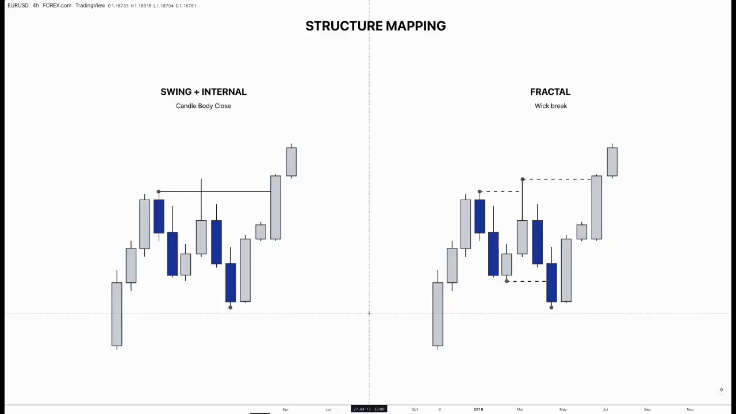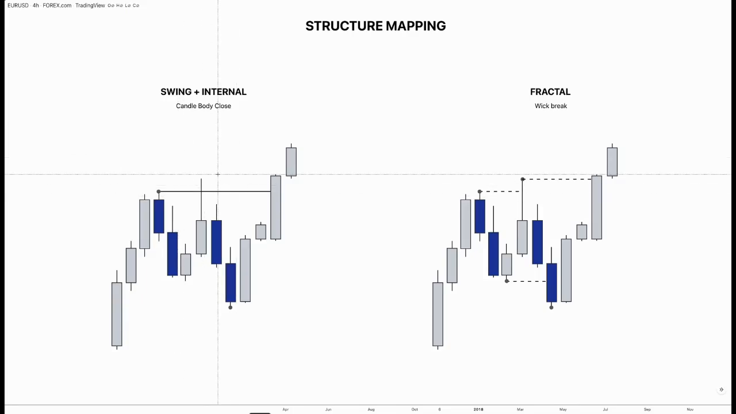So at this point, don't worry if you don't know the exact differences between swing, internal, and fractal and all that fun stuff. We're going to get into it. But essentially, what we need to remember is we always use this type, candle body closure, for structure breaks for basically everything. And anytime we use wick breaks is for fractal structure when we're looking at change of character, okay? So this will become very clear in the following lessons, but just thought it'd be good to cover this now.